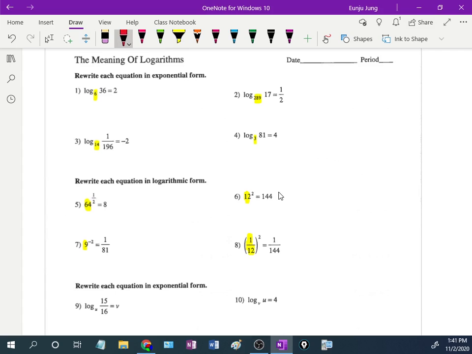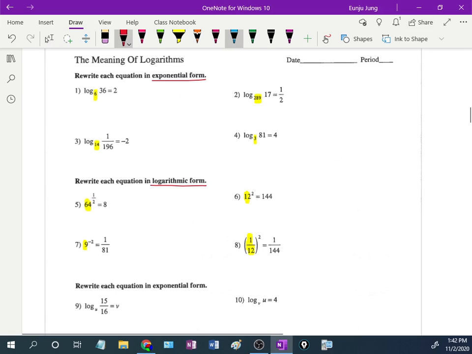First one is called exponential form, and the second way is logarithmic form. You start with the log, that's logarithmic form. You start without log, okay, that's exponential form. Does it make sense? So we'll rewrite it. While we rewrite, we will swap x and y.